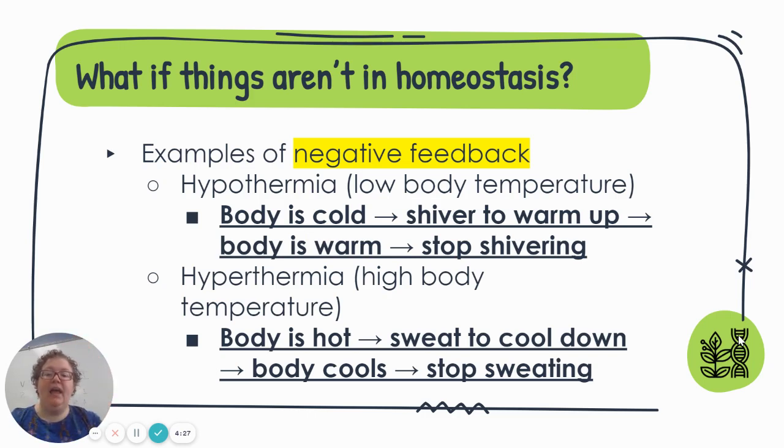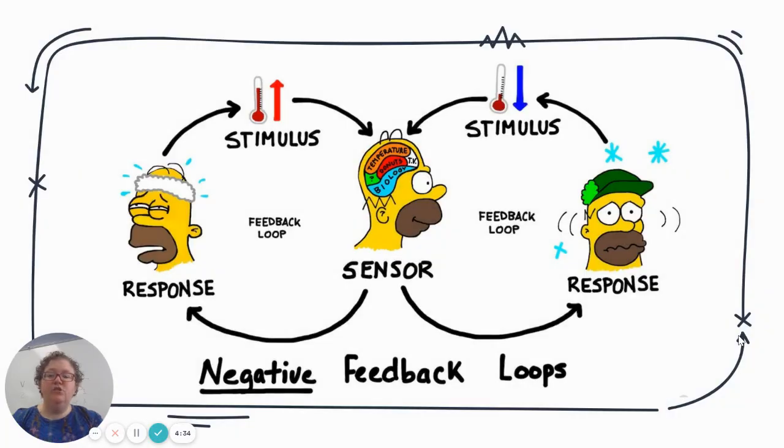Okay. And the key thing with negative feedback is that the cycle stops as soon as things are brought back to homeostasis. So here's that same example we just talked about in picture form. Your body senses that you're either too hot or too cold. If you are too hot, and your temperature is going up, then your body's going to try to respond by bringing your body temperature back down, right? Once your body temperature is brought back to homeostasis, the shivering or the sweating is going to stop.